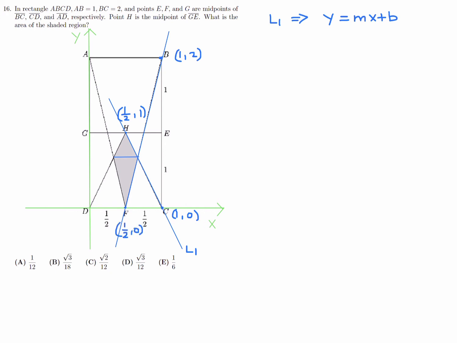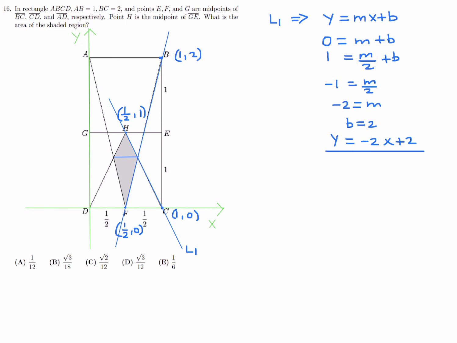Substitute this point: y is 0, x is 1, and that immediately gives me m + b = 0. Substitute this point and we get 1 for y, x is 1/2, so we have m/2 + b = 1. Then subtract these two equations and you get -1 = m/2, and therefore m is -2. Substitute that back into here and you get b = 2. So my equation is y = -2x + 2. All right, that takes care of L1.